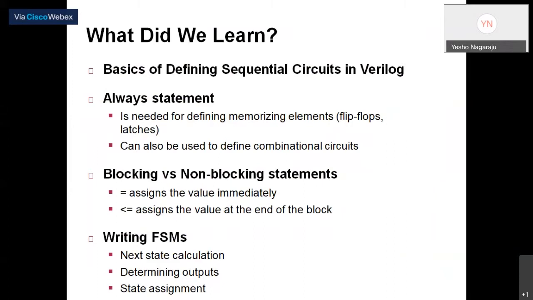The topic for today: we have learned a lot. We have seen how we can describe sequential circuits in Verilog. We have seen when the always statement memorizes, and we have also seen how an always block can be used to define combinational logic also. And the difference between blocking and non-blocking assignments, and how we write or describe FSMs inside Verilog.